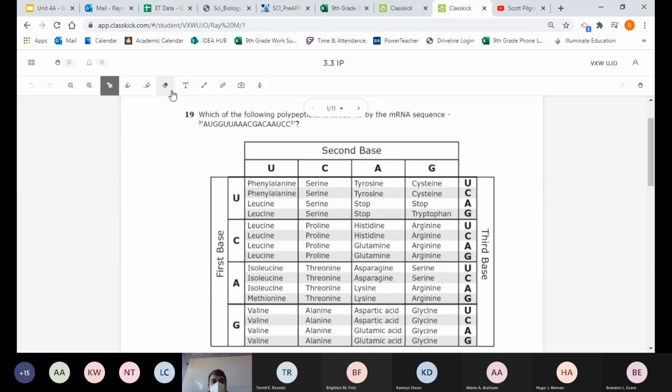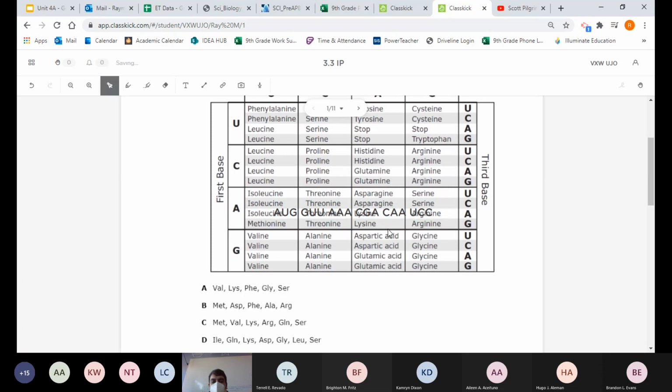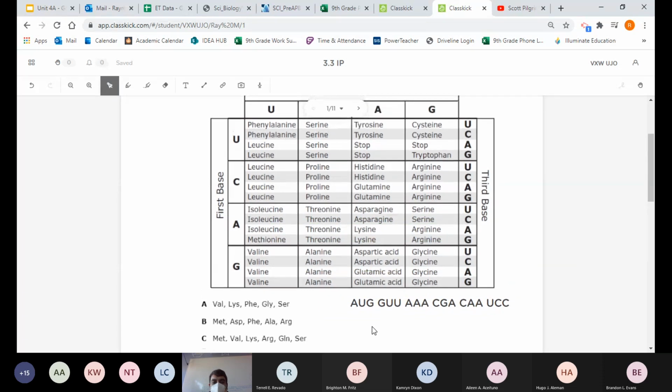We have AUG, GUU, AAA, CGA, CAA, UCC. This is going to be our mRNA. I'm going to drag it down here so we can make this easy. So AUG, I hope that you remember, that's the only one that's ever going to code for methionine.